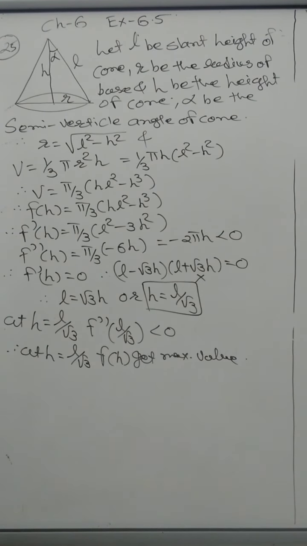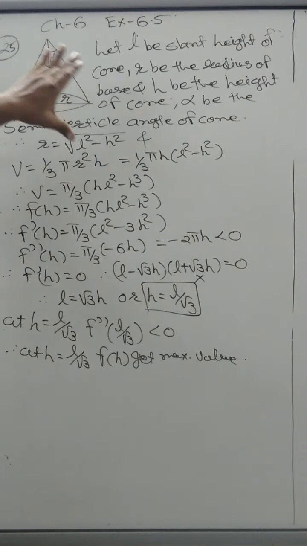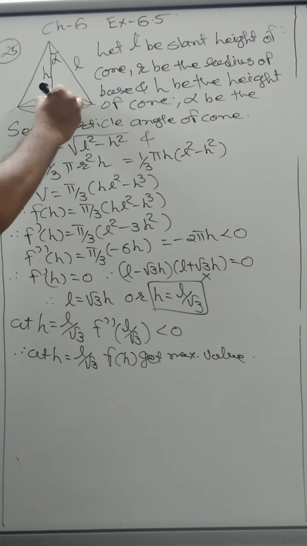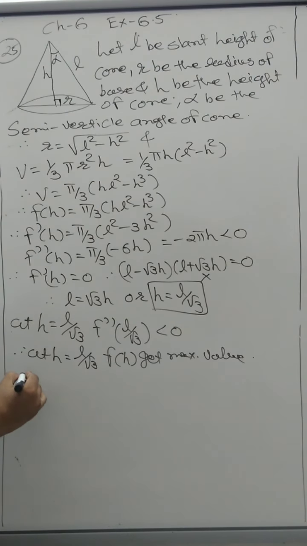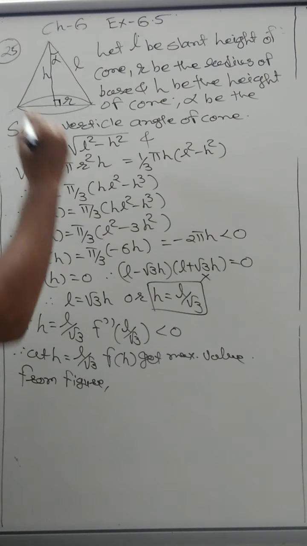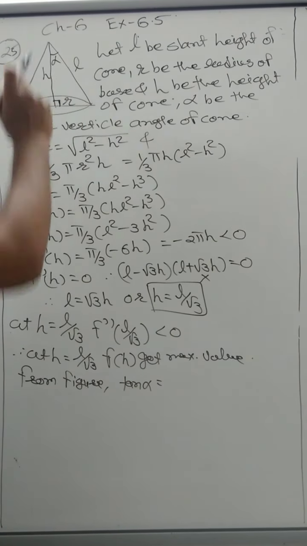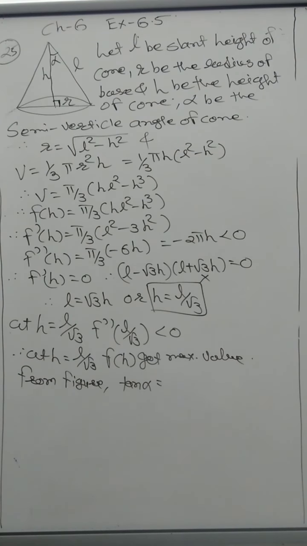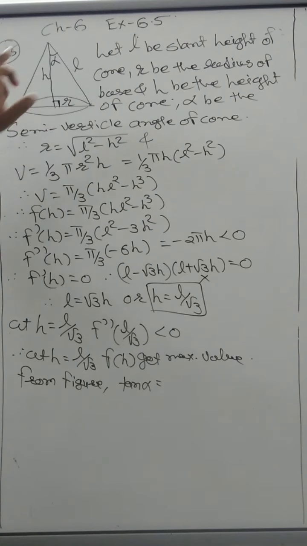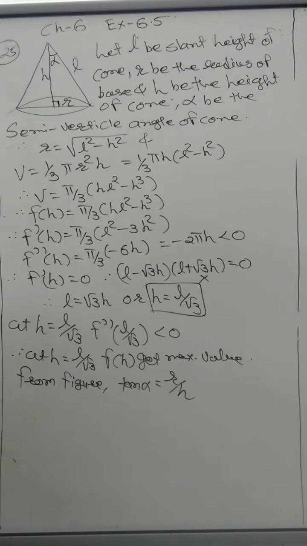we get h equal to L by root 3, and according to the diagram, this is a right angle. So therefore from the figure, tan alpha is equal to opposite upon adjacent, r by h. Okay, r by h. Now what?